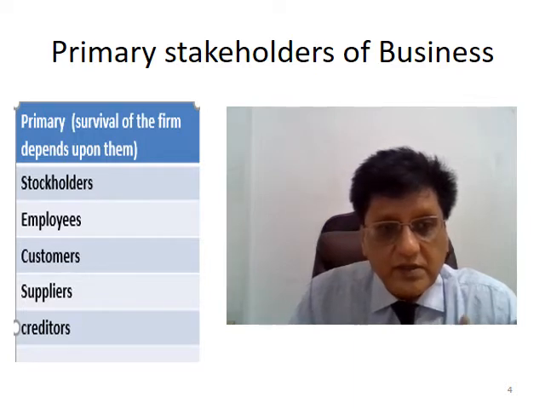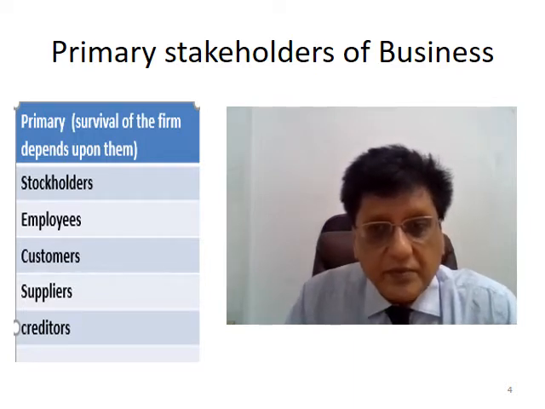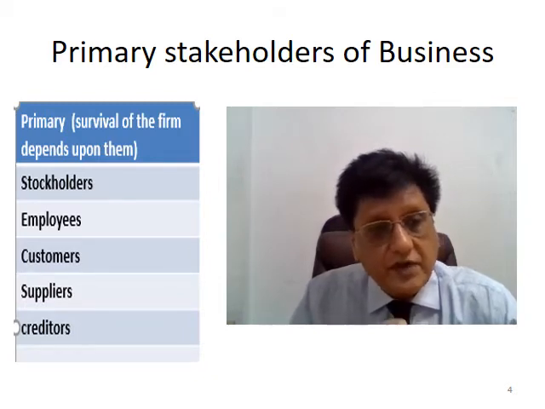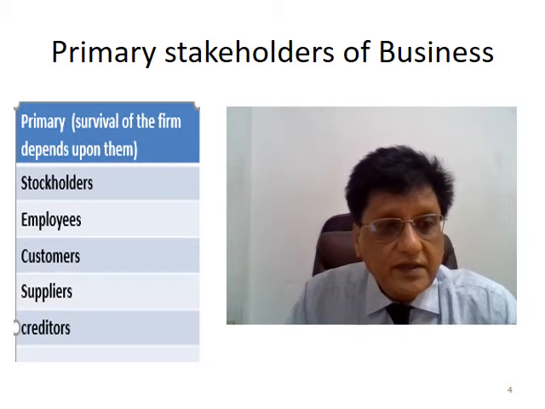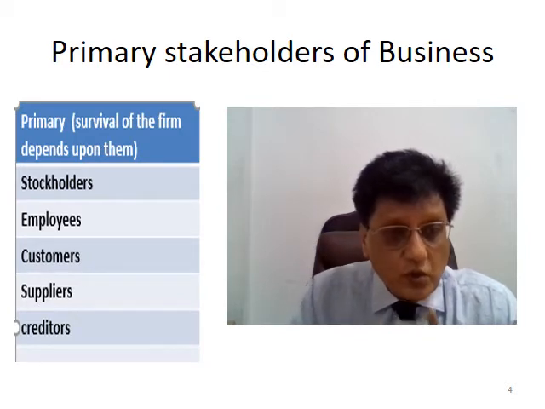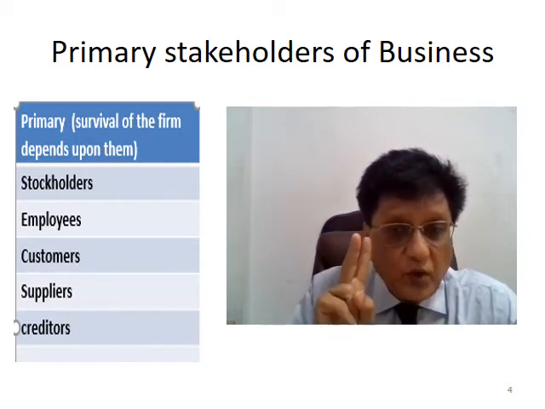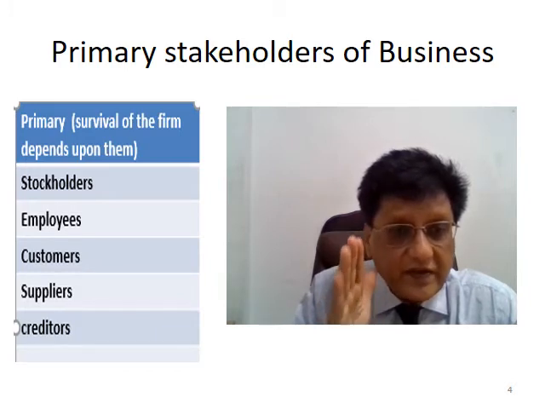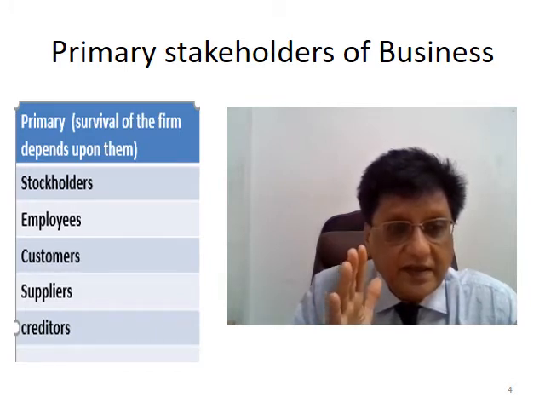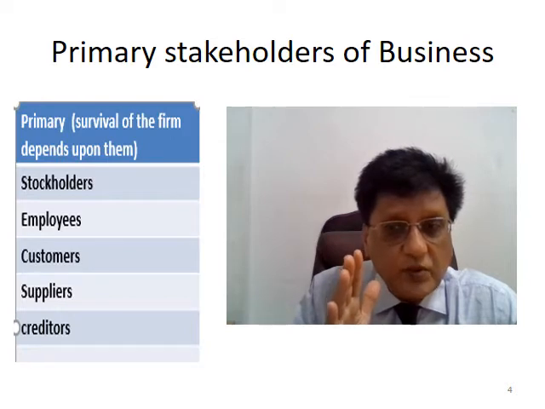So let's go through the list. Primary stakeholders are those on whom the survival of the firm depends: stockholders or shareholders, employees, customers, suppliers, and creditors. In the next video, we will talk about secondary stakeholders.